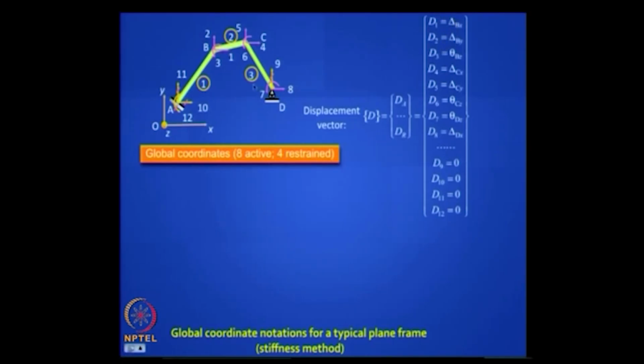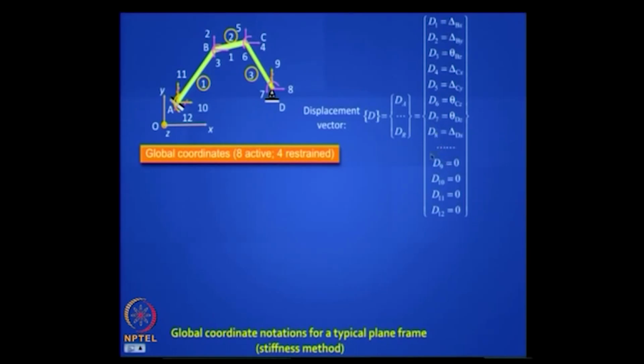d2 will be the amount it moves upward at B. d3 would be the anti-clockwise rotation here. If you end up with a clockwise rotation, you should put a negative sign. Likewise, you can cover all the way from d1 to d8.